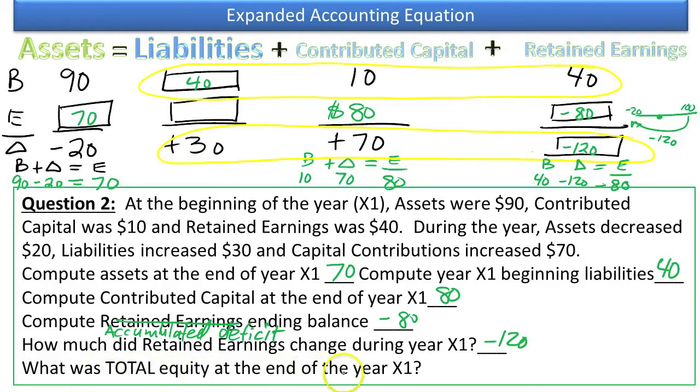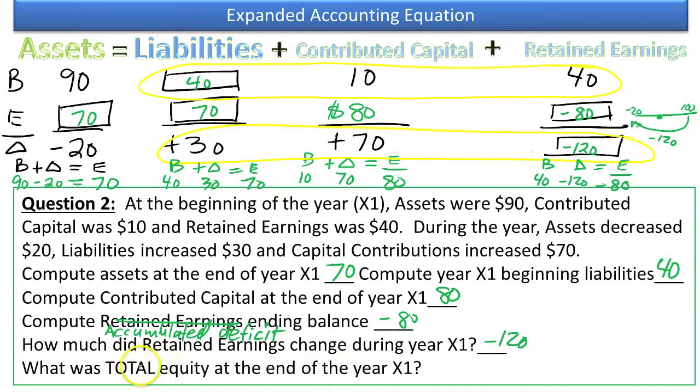What was total equity at the end of the year, X1? In order for this to work out, beginning of 40 plus the change of 30 equals the ending of 70. If you work this out horizontally, you'll see this is 150 minus 80 equals 70. Work it out horizontally, work it out vertically, and you've got this type of problem nailed down.